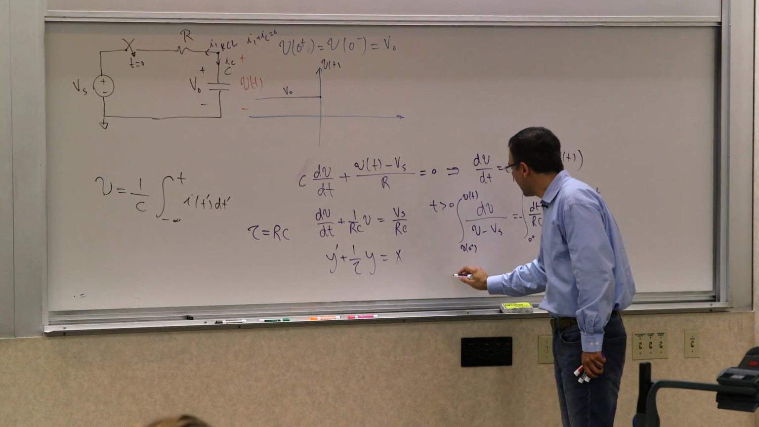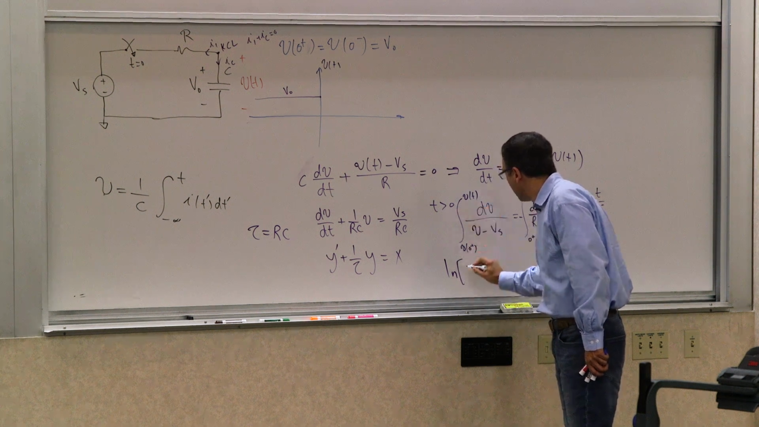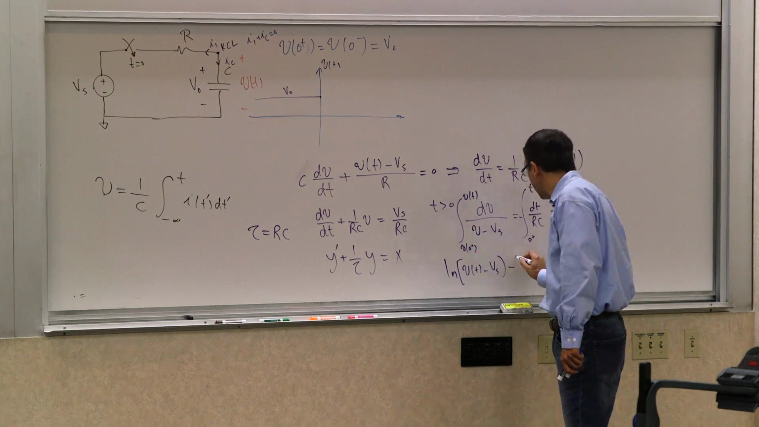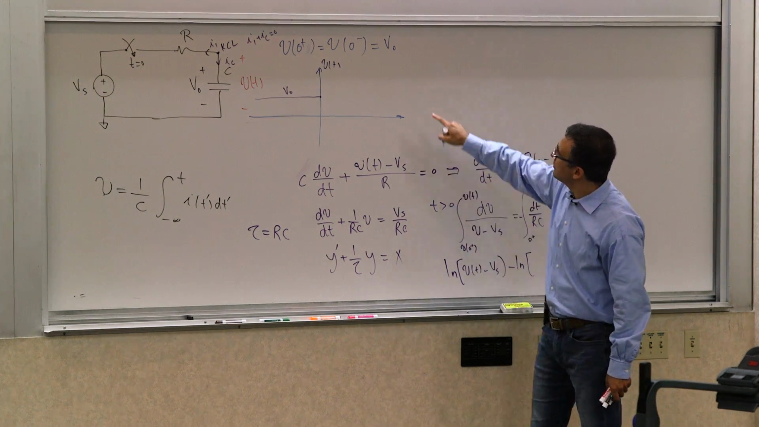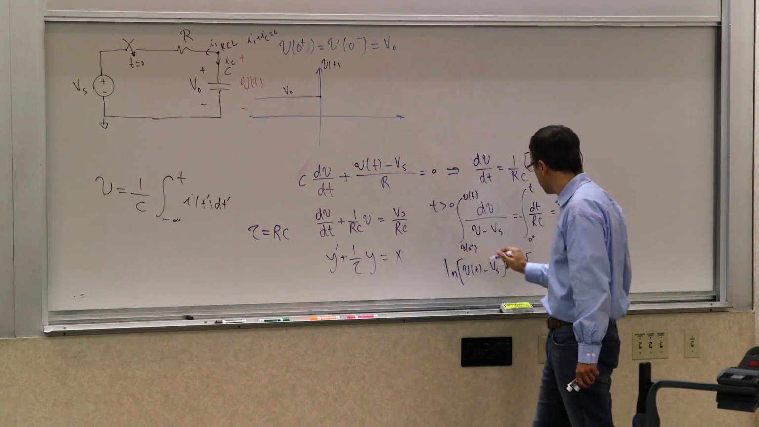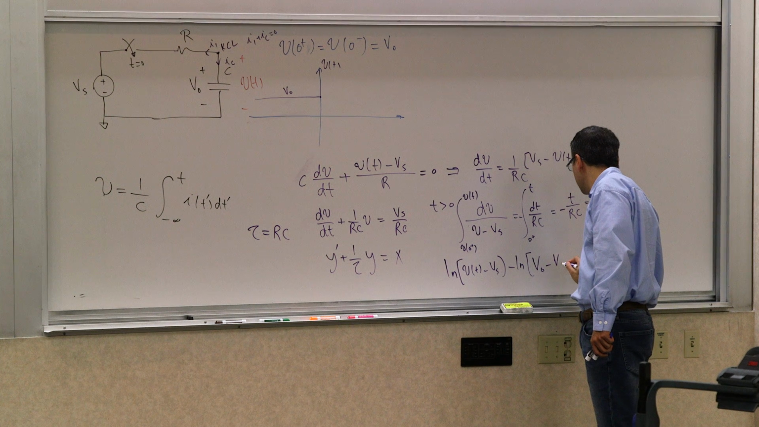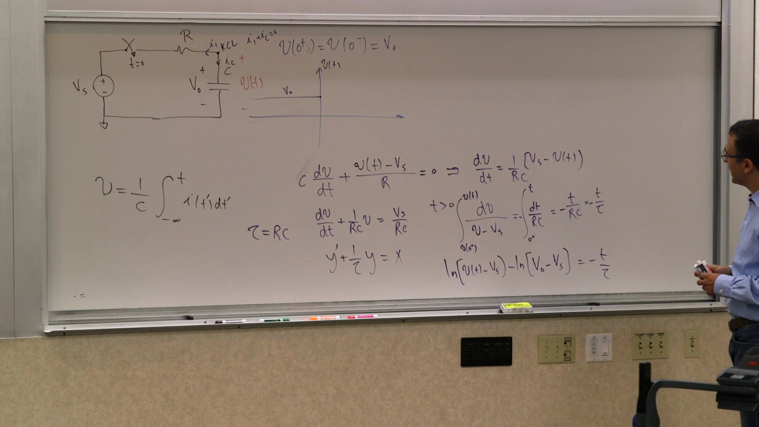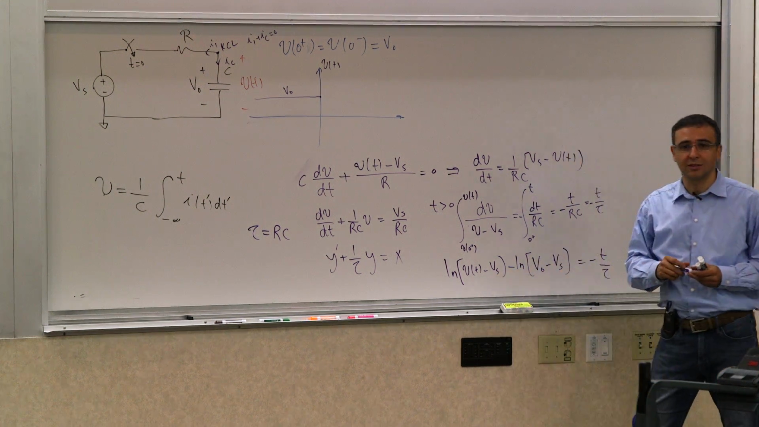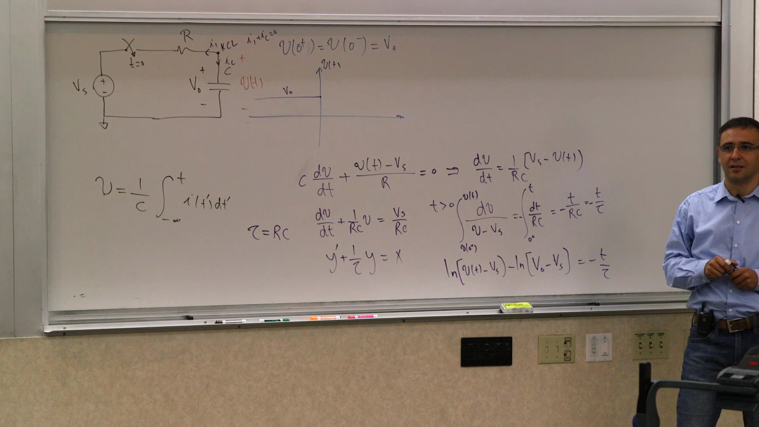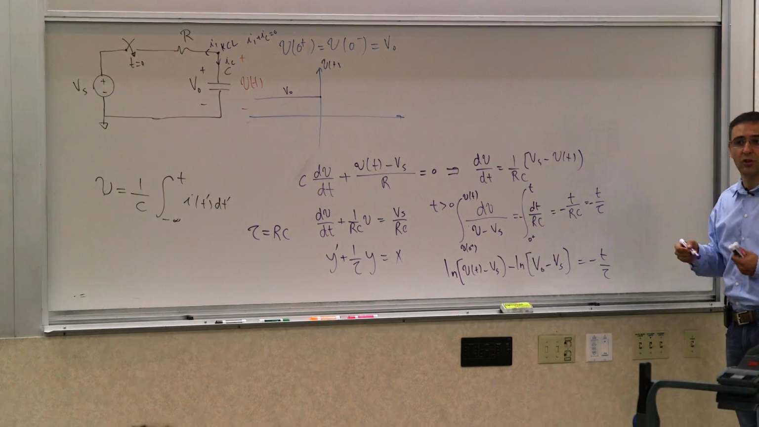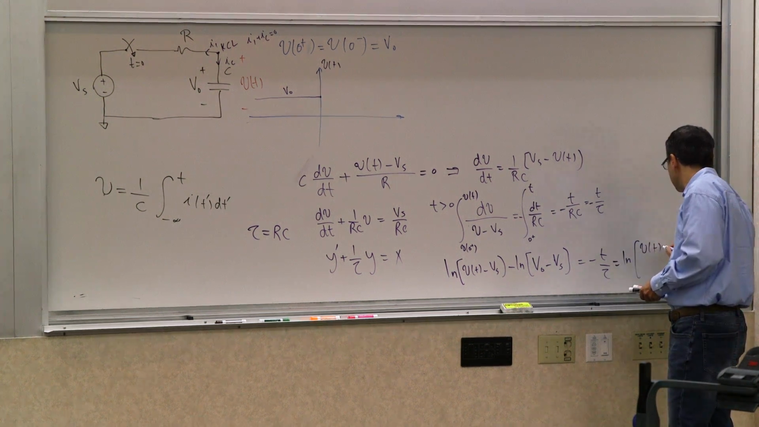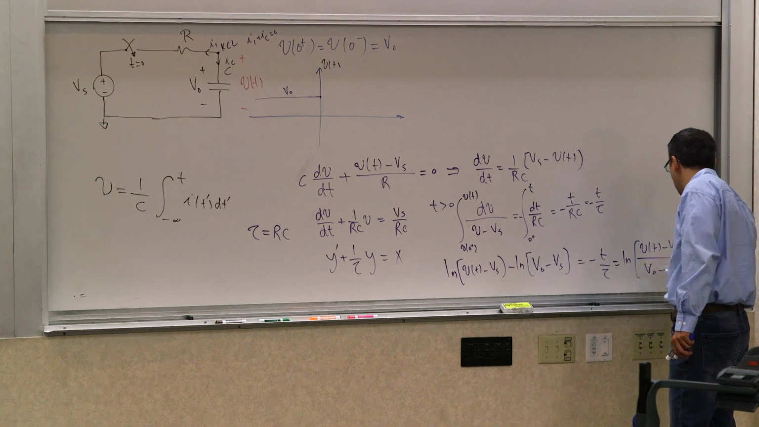So what we have is the natural log of V of t minus Vs, minus the natural log of V of 0 plus minus Vs. But V of 0 plus is V0, the initial condition. That equals negative t over tau. What is the difference of two natural logs? It's the natural log of the ratio of the arguments. So this is the natural log of V of t minus Vs, divided by V0 minus Vs.